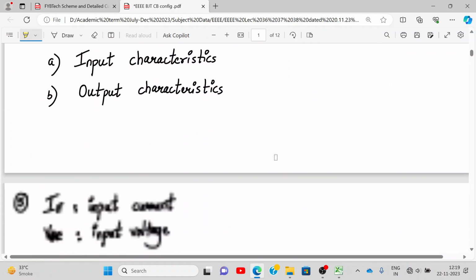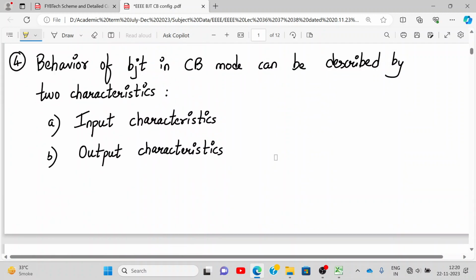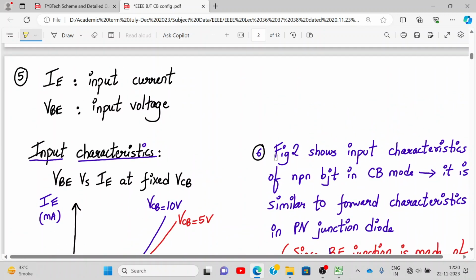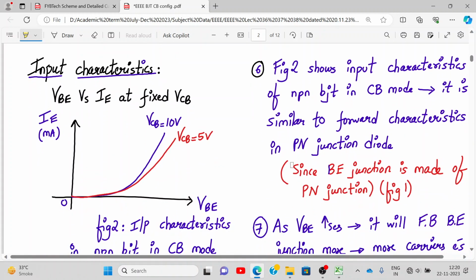Alright. So you have to see the behavior of common base mode in two characteristics, input and output. Now, what is the input current in common base? IE. And what is the input voltage? VBE, as you can see. So this is the way the input characteristics were, right? Now we are here to justify why it is so. IE versus VBE, you can refer to the characteristics you have drawn for two different values of VCB. And we can see very clearly that for the same value of VBE, if I increase the value of VCB, my current IE increases, right?